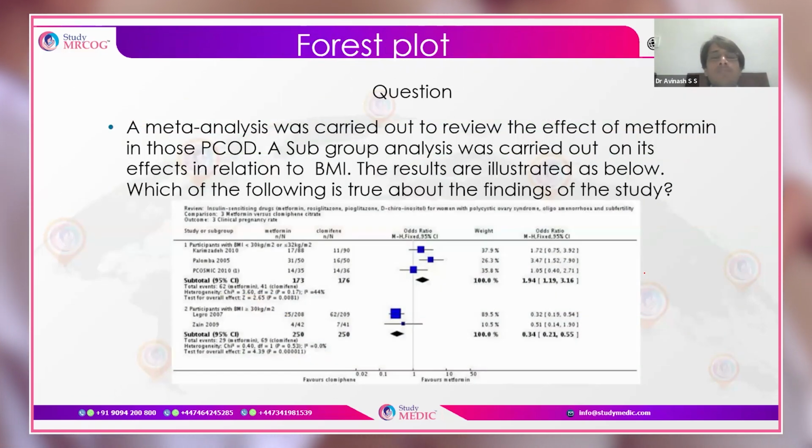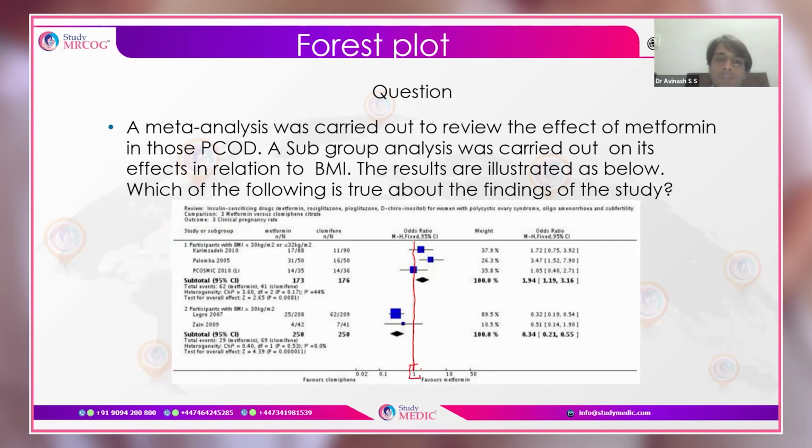Another question is on the forest plot. A meta-analysis was carried out to review the effect of metformin in these PCOD patients. A subgroup analysis was also carried out on its effects in relation to BMI. The results are illustrated as below. Which of the following is true about the findings? So you can see, this is the forest plot. There is a line of no effect here, which tells us about the null value of the effect estimate.